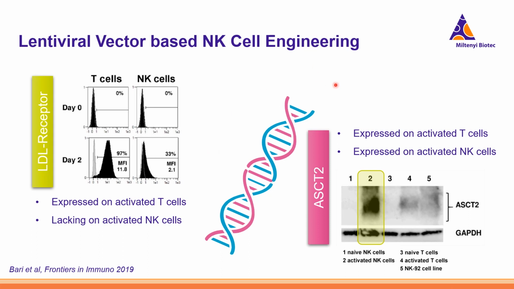They use a different surface expression marker for recognizing the cells they transduce, and these are the ASCT1 and ASCT2 proteins. Shown here is a Western blot for the ASCT2 expression, and you can see that NK cells after activation highly express it. It is also expressed on activated T cells and on the NK92 cell line.